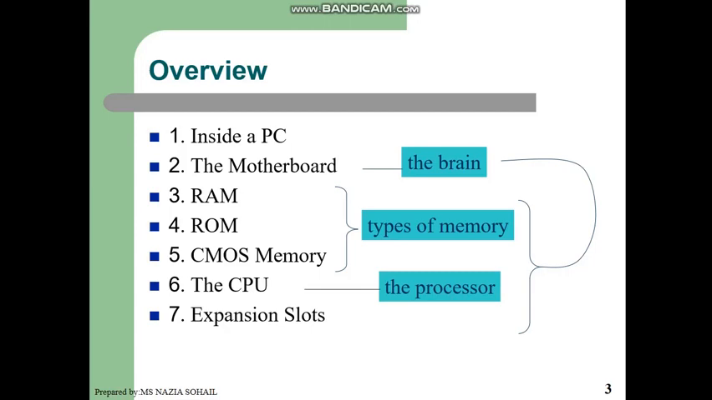The overview of this presentation: you have to study what is inside the PC, the motherboard, especially your topics, which are RAM, ROM and CPU. But you have to consider that all of these are important parts of the system. The motherboard or the CPU is also called the brain. The types of memory that you have to study in your chapter are RAM and ROM, and the processor, CPU, central processing unit, as I told you in my lecture.